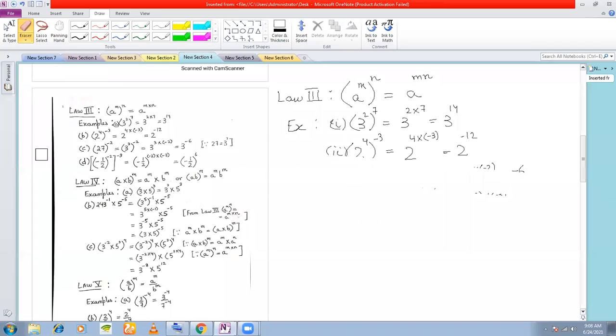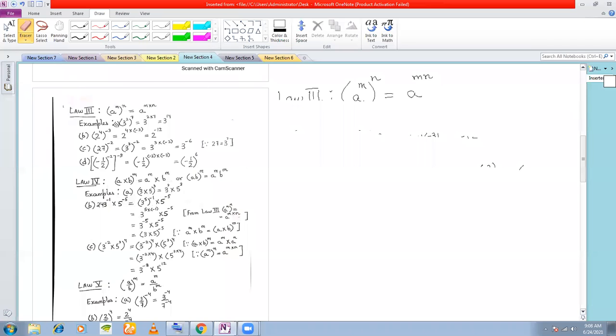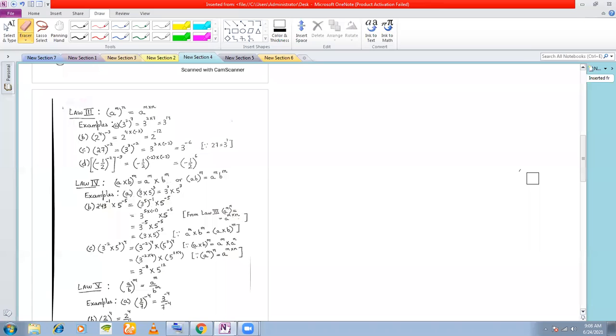And the fourth law. Law 4. This law is that if you have a into b, the product of two numbers raised to a certain power, then you can raise each number individually to its power. If you have a multiplication sign here, do not confuse this with a positive sign or negative sign. You cannot have these two signs, only a multiplication sign, only then this law will work.